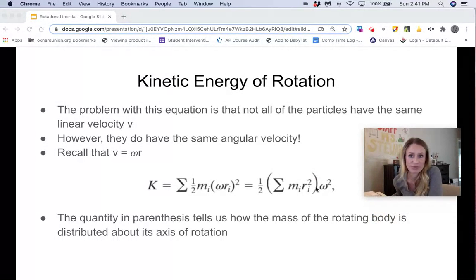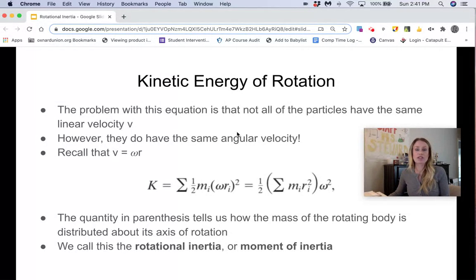The quantity in parentheses tells us how the mass of the rotating body is distributed about the axis of rotation. And we call this rotational inertia or moment of inertia. You'll hear both of these terms. I don't know why we like to give certain terms multiple names in physics sometimes, but you'll hear both rotational inertia and moment of inertia. I will also use both kind of interchangeably, so I apologize if you get confused. These are the same exact thing, okay?